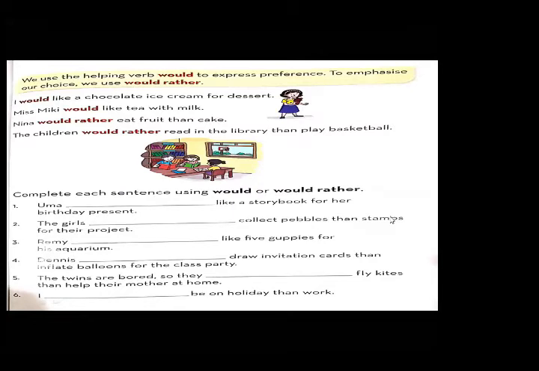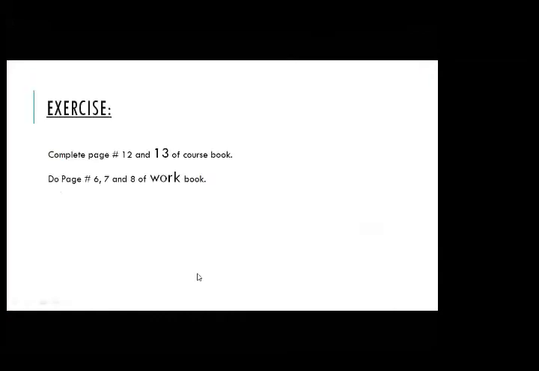Now you will do the remaining exercise on your own. This is your task. You have to complete the page number 12 exercise of your course book, the page number 13 exercise of your course book, and you also have to do these exercises in the workbook. Like I had explained, you all are going like this. Pages 6, 7, 8 of your workbook. This is your task. You have to complete it on your own.